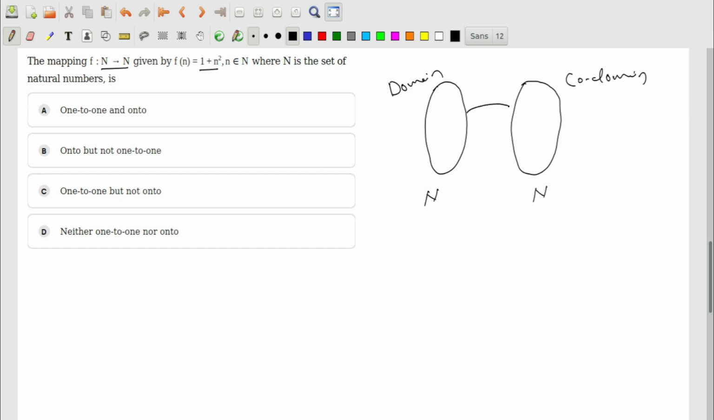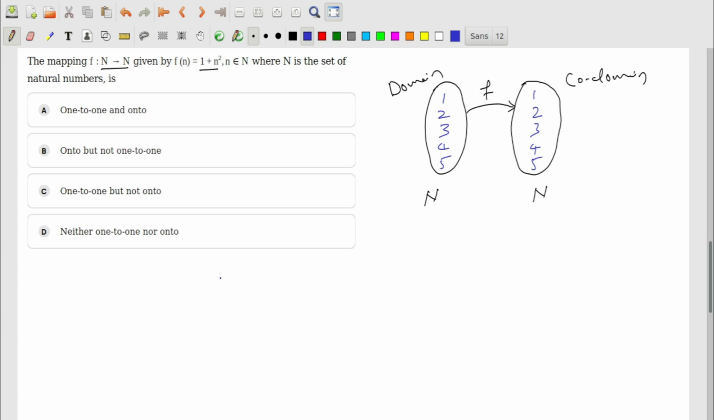And these two are mapped by the function that is 1 plus n square. So again we need to check whether this function is 1-1 or onto, right? So natural numbers 1, 2, 3, 4 and 5 till infinity. Okay, so these are the natural numbers here. So now we need to check for 1-1 and onto.